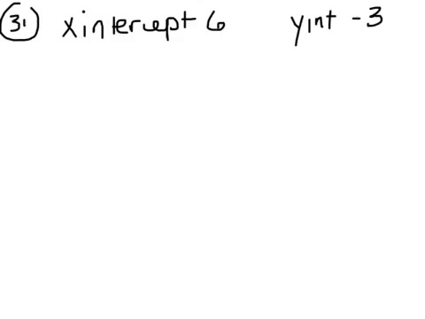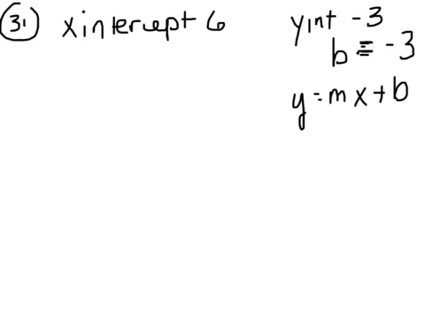Okay, this problem is just like number 29. You have an x-intercept of 6, and they tell you your y-intercept is -3. Hopefully by now, when you see the y-intercept, you're thinking, oh, that's my b. b equals -3. And I know I've got the equation y = mx + b that I'm going to use, so let me write that down, because that's going to help jog my thinking here.